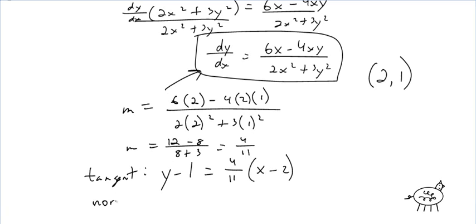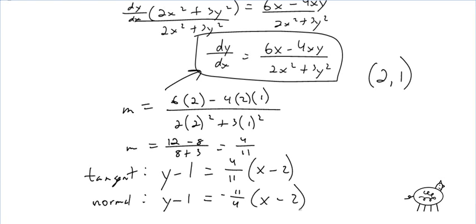And the normal, and I asked you for the normal equation. Be careful, if I just asked you for the normal slope, make sure you just give me the slope, which is negative 11/4. Just watch for that. Don't give too much information, but make sure you give the right information. So y minus 1 equals negative 11/4 times (x minus 2).